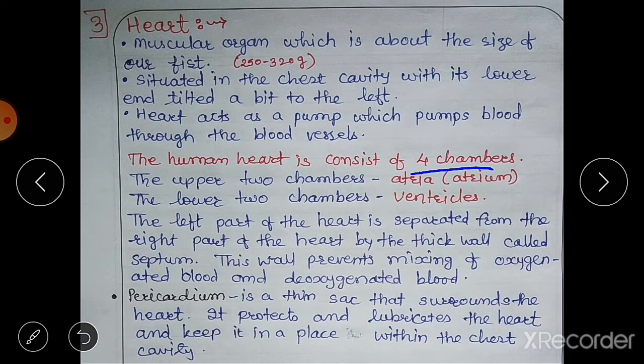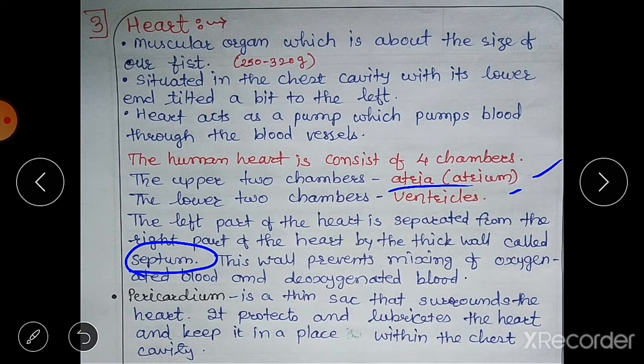The human heart consists of 4 chambers. How many chambers? 4 chambers. The upper 2 chambers are the atria, and the lower 2 chambers are the ventricles. Atria is the plural form of atrium. So 2 atria and 2 ventricles. The left part of the heart is separated from the right part by a thick wall called the septum. The septum is a thick wall present between the right half and the left half of the heart.